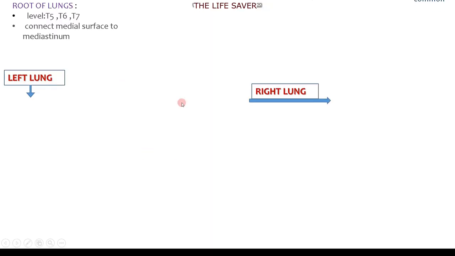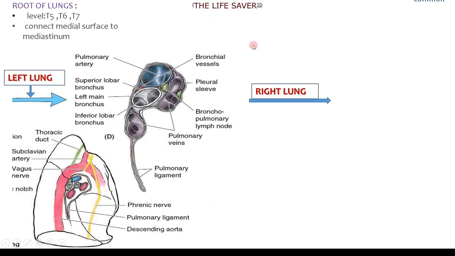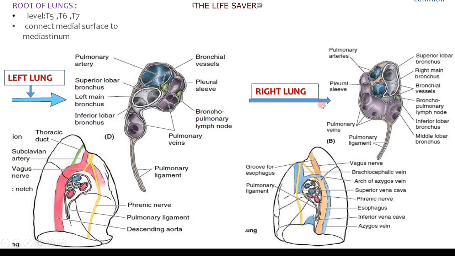To discuss the root of the lungs in detail. This is the root of the left lung. This is the root of the right lung. The level at which the root of the lung is present is T5, T6, and T7. It connects the medial surface of the lung to that of the mediastinum. The root of the lung is also referred to as the hilum of the lung, and it is the area through which the different structures enter and leave the lung.